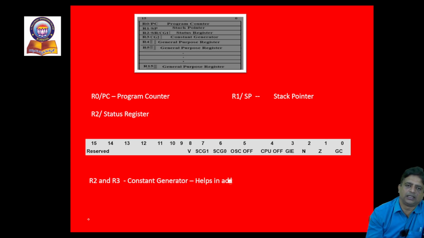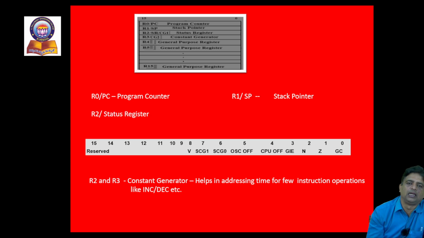Here constant generator is a representation to show it will be helping in adding few more instructions directly representing with the registers. Instead of giving them with any separate memory location, we can directly give the increment and decrement operation with respect to the data without going for any addressing mode representation.